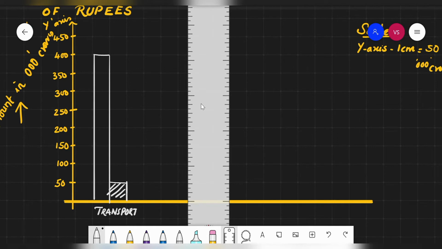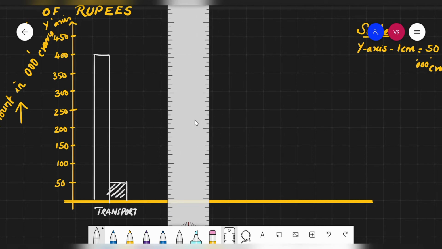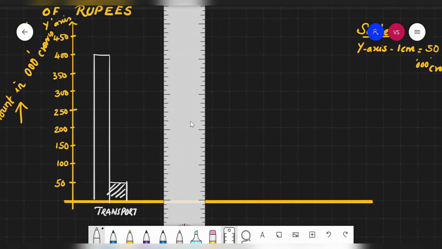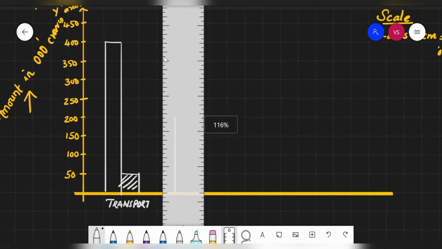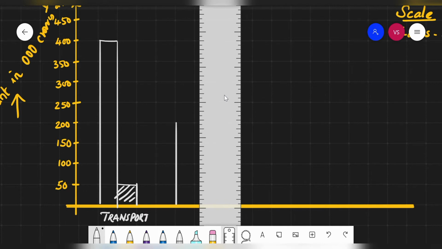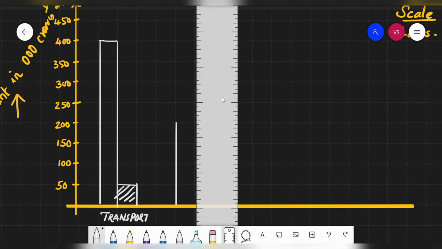Okay, right. So next, for agriculture, the central government has allocated 200.